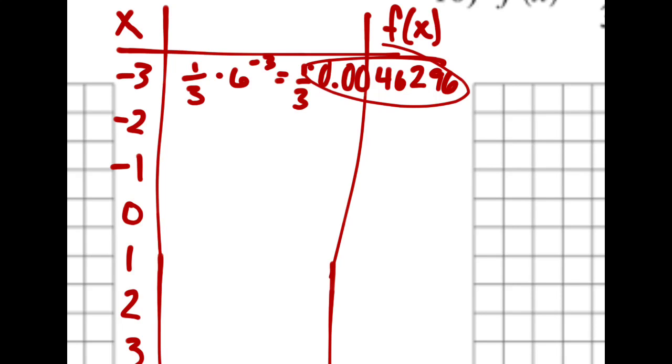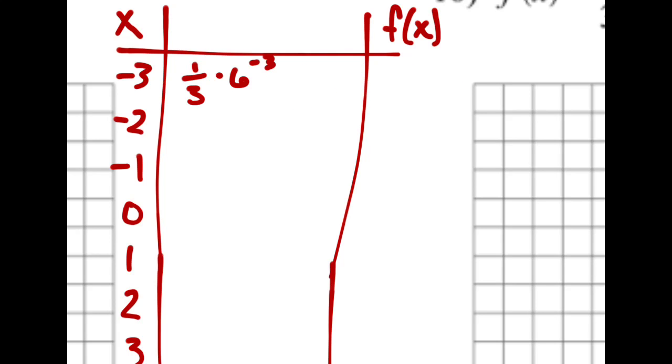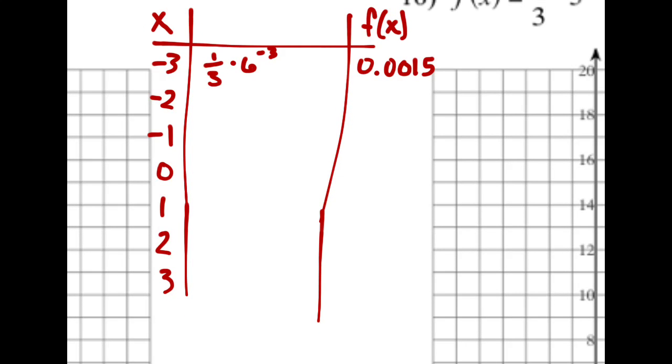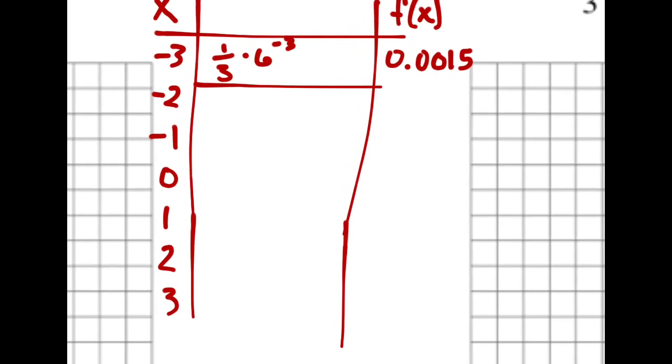So really, I'm just going to take this and divide it by 3. That's all I have to do. Multiplying by 1/3 is the same thing as dividing by 3. And the result is 0.0015. That's just really, really tiny. We're not even going to be able to graph that very well, but that's okay.